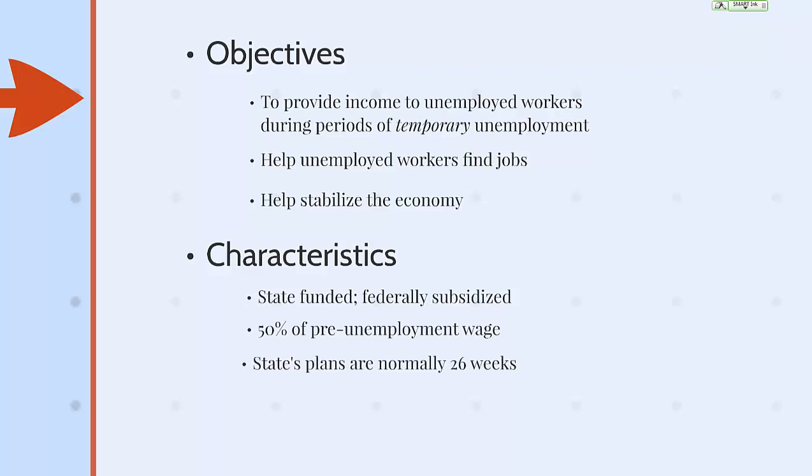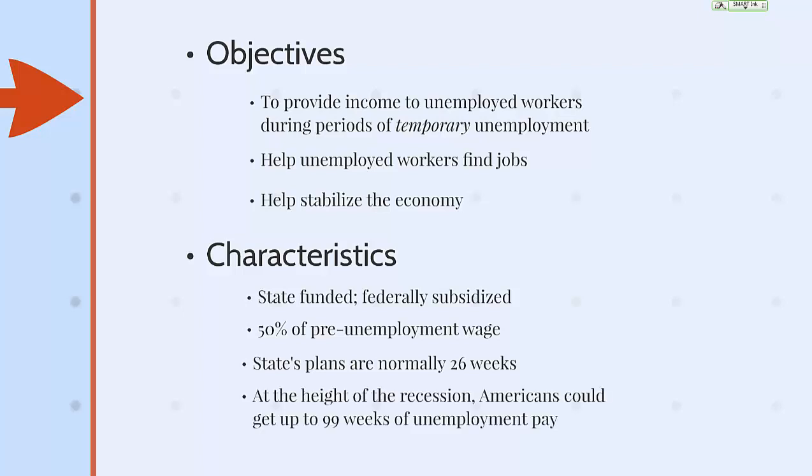States' plans are normally 26 weeks. However, at the height of the recession that started in 2007, Americans could get up to 99 weeks of unemployment pay. This has been reduced since 2013, and unemployment rates have come substantially down. Unemployment insurance is actually paid for by the employer based on payroll, and the higher the employer's turnover, the higher their insurance rate is on unemployment insurance. So this should reduce turnover.